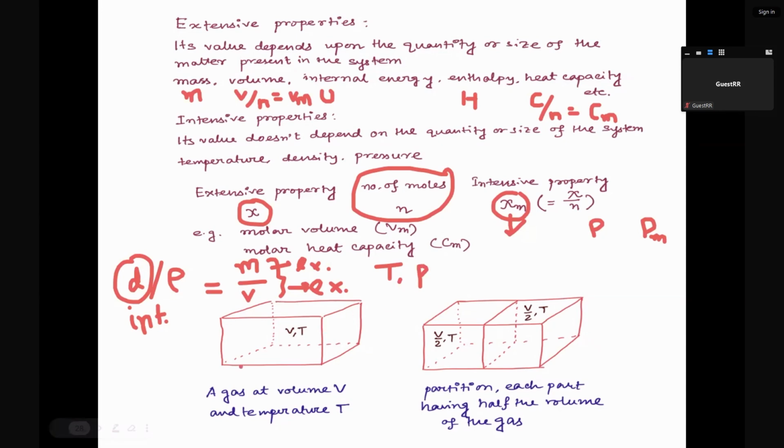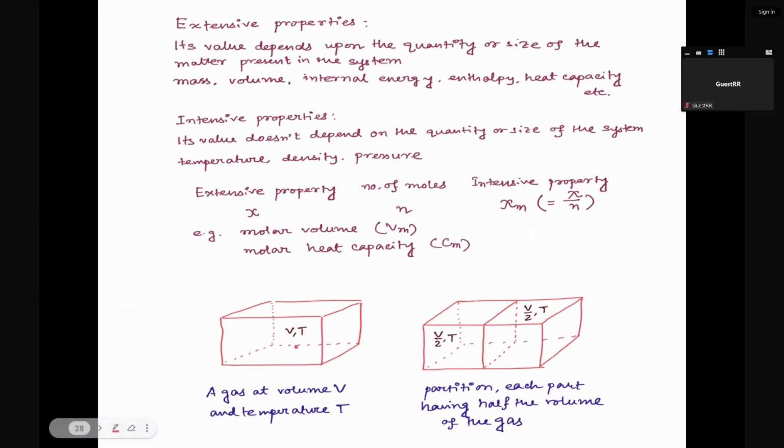Now by an example, you will understand it far better. Look at this example. We have a box. In the box, we have a gas confined, and the volume of the chamber is capital V. Since the gas occupies the entire box, the volume of the gas is also capital V, and we have the temperature of the gas at capital T.